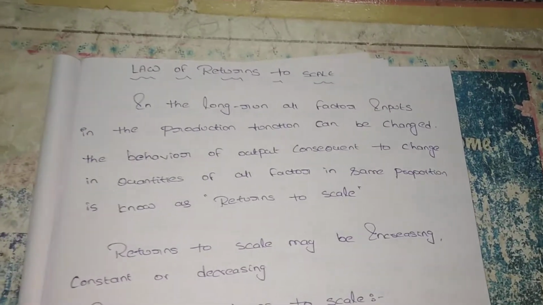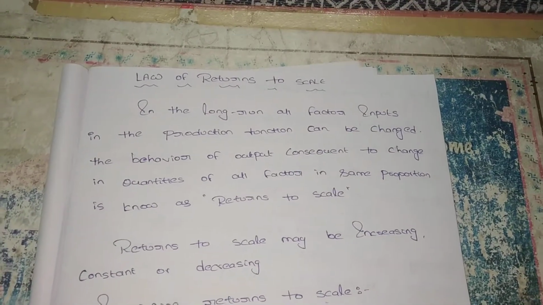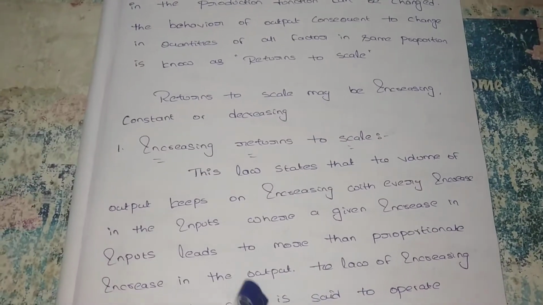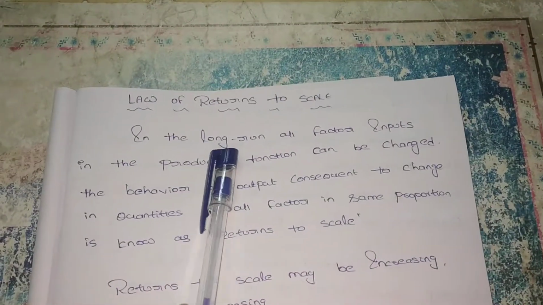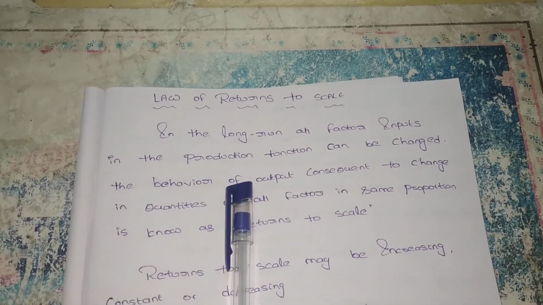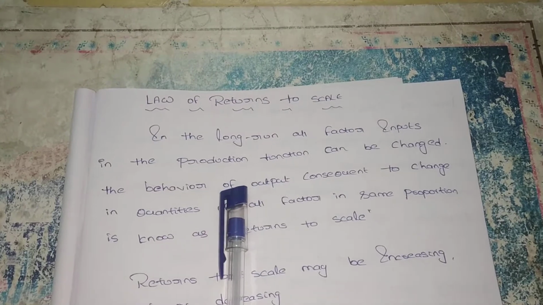There are three types of returns. What are they? Increasing returns, diminishing returns, and constant returns. Let's see each of them. First, what is the law of proportion? In the long run, all factor inputs in the production function are variable.